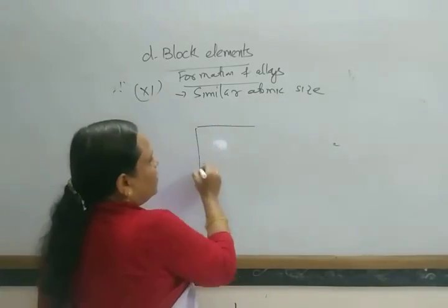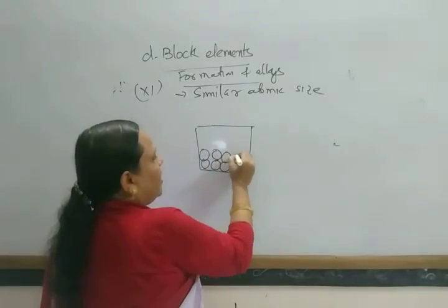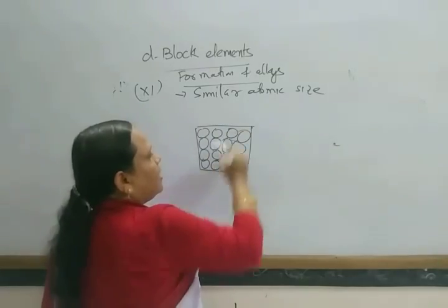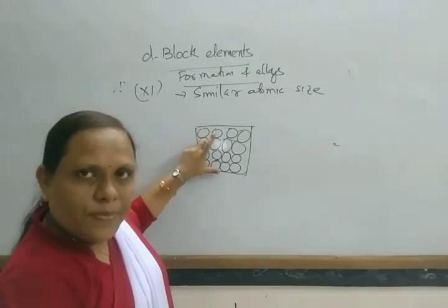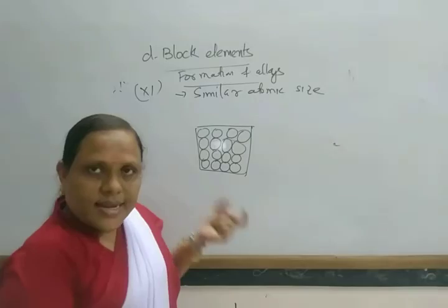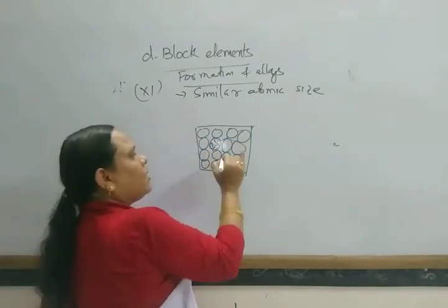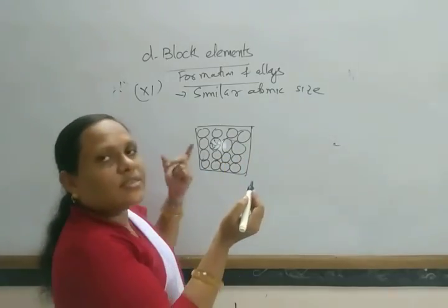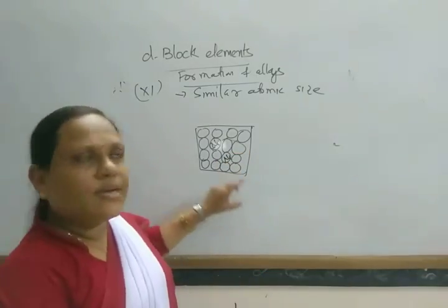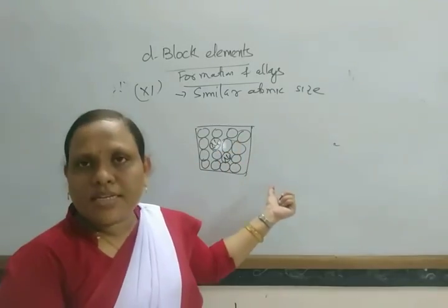For example, suppose some atoms of copper are there, and copper and zinc have similar size. So copper and nickel also have some similar size. So in place of copper, one nickel atom can remain here. Suppose a zinc atom remains here, or a nickel atom can remain here. In this way, in the lattice point of one atom, another atom can substitute.